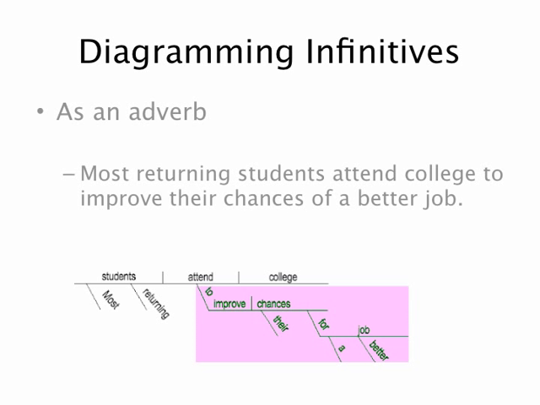Okay, the next one that we're going to do is most returning students attend college to improve their chances of a better job. Now this is an adverb. We can see that it's an adverb because it answers the question why. So we're going to diagram it a lot like the adjective clause. And if you notice again, it looks like a prepositional phrase. The infinitive phrase being to improve their chances of a better job.